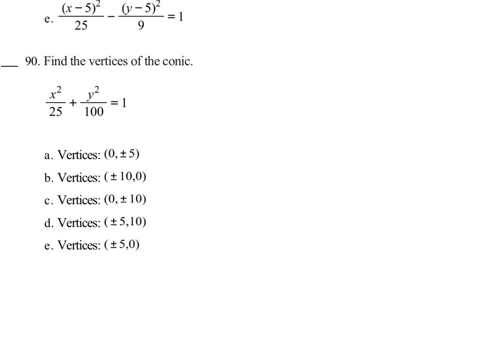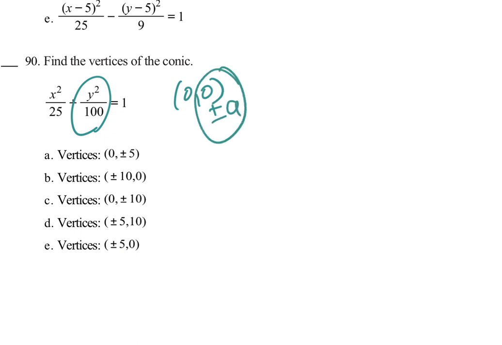So the center is 0, 0. The bigger number's under the y, which means this is vertical. So that means you're going up and down whatever the a is on the y. So the a would be 10. So from 0, 0, you're going up 10 and down 10, and that's C.